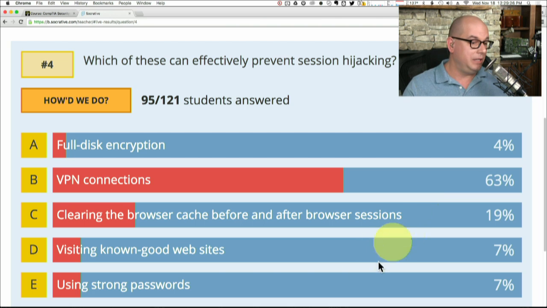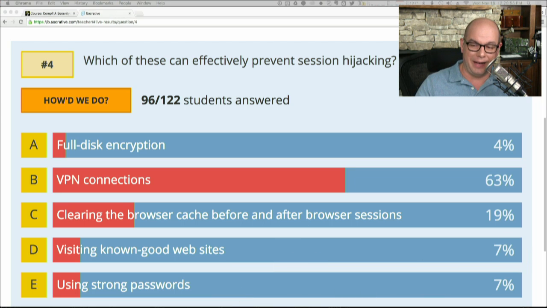Visiting known good websites isn't going to help you either, because this is all about the bad guys getting this information behind the scenes. Using strong passwords has nothing to do with preventing session hijacking. You could have a very strong password and be able to authenticate to a web server, but as soon as you authenticate, the session ID is sent back. So you could have the strongest possible password in the world, and you're still going to have a problem. People will still be able to grab your session ID. That does not prevent someone from sniffing that session ID information.